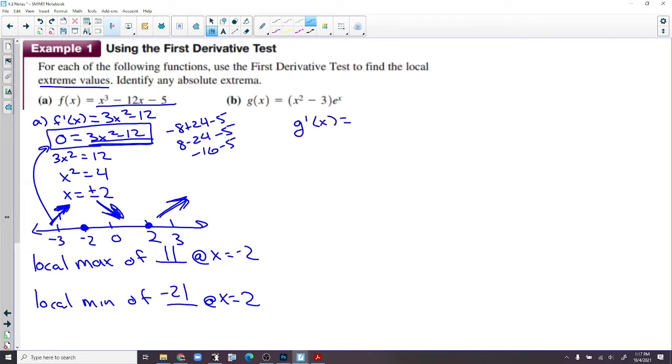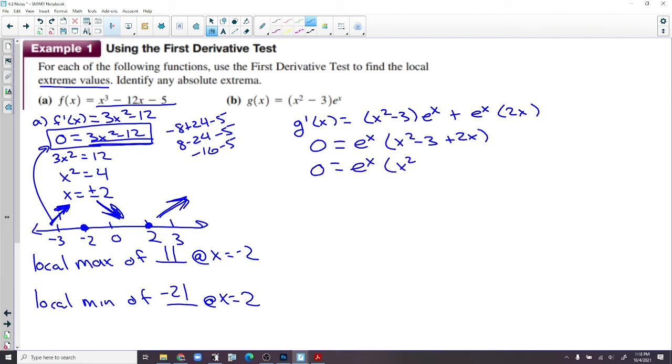G prime of x on this one is first times the derivative of the second plus the second times the derivative of the first. And we can factor out an e to the x, and we're going to set it equal to 0. So x squared minus 3 plus 2x. So we have e to the x, and I have x squared plus 2x minus 3. That's how we're used to seeing that polynomial there on the end. And this factors into x plus 3 and x minus 1. So we have x equals negative 3, x equals 1 for some critical points, potential mins and maxes.